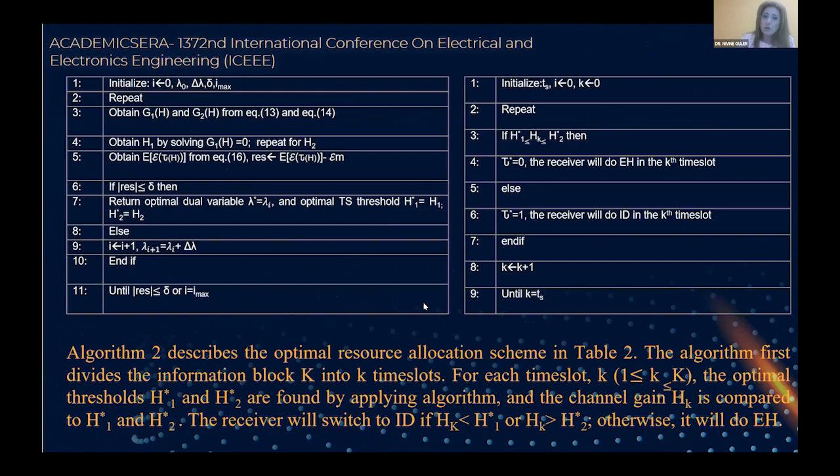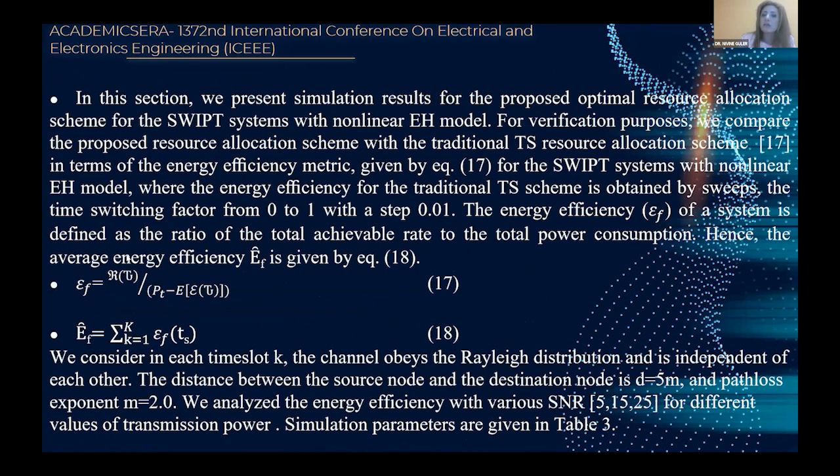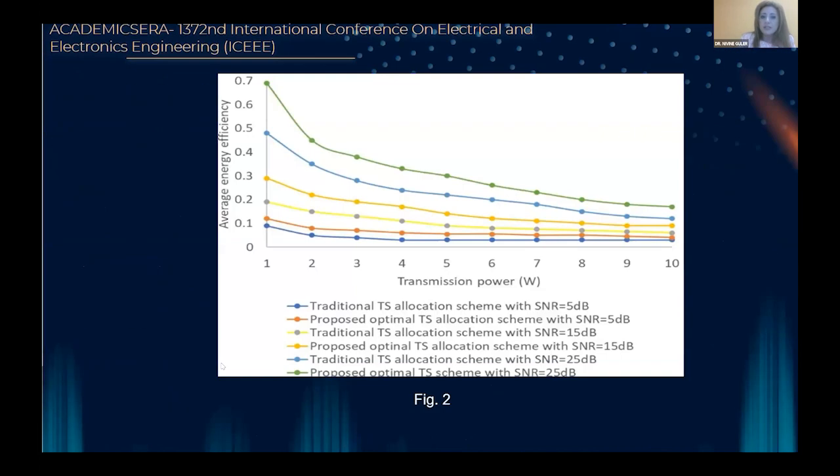And accordingly, we found the results regarding the average energy efficiency with the transmission power. As we can see, as the transmission power increases, the energy efficiency decreases. Here we can see that when the SNR is small, the gap between our proposed scheme and the traditional state of the art is not that big.